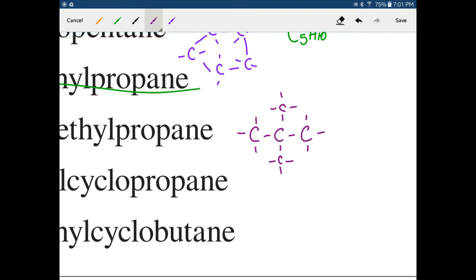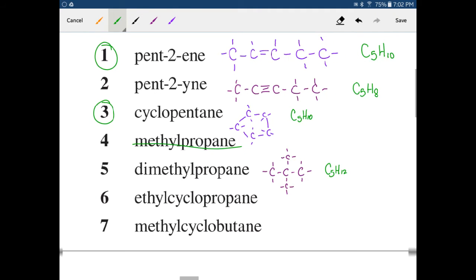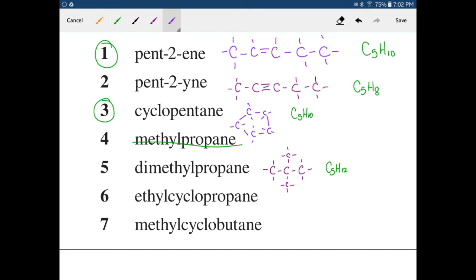So when I take a look, I have C5H 1, 2, 3, 4, 5, 6, 7, 8, 9, 10, 11, and 12. So C5H12. So that guy is no good there. Let's take a look at the next one, though.